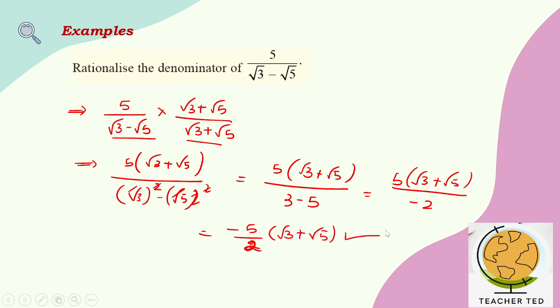I hope all of you understood these two topics. I'll revise once again. There are two things we have learned today, that is rationalizing the denominator and identities related to surds, which are very important for fundamental mathematics.